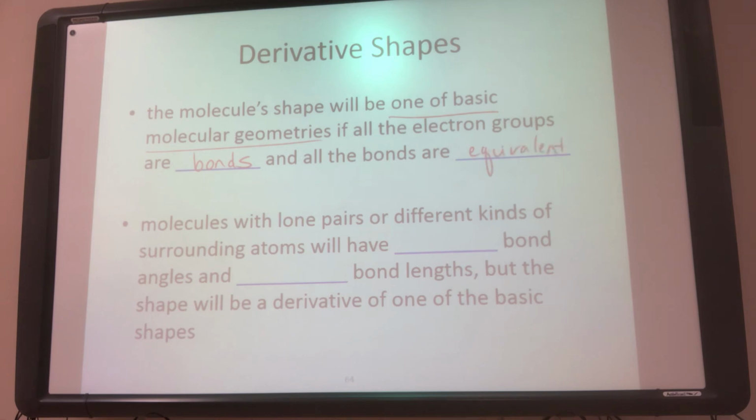Okay? But if I have lone pairs, then I'm going to have distorted bond angles, different bond lengths. So now I'm going to have a derivative shape. We're going to talk about those parent shapes and then talk about how they're going to differ and how they're going to change. All right, so now we're going to start talking about those molecular geometries, those subgroups, in the next lecture.